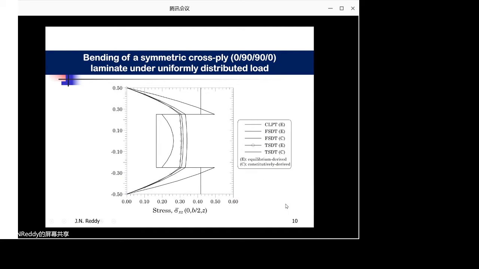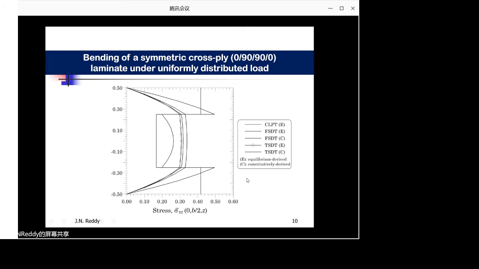And equilibrium is really a very special thing that we cannot routinely use. In commercial codes, we never use it. We only compute the shear stresses using the constitutive equations, in which case classical plate theory will give 0 shear stress, and first order theory will give a constant in each of the layers. Okay, so which would be much different.